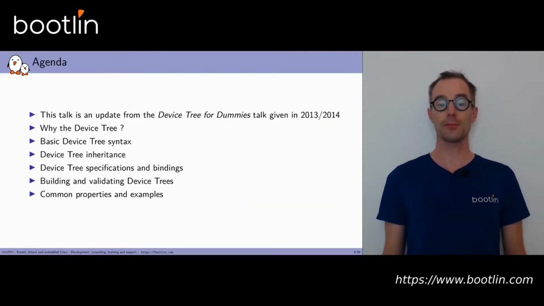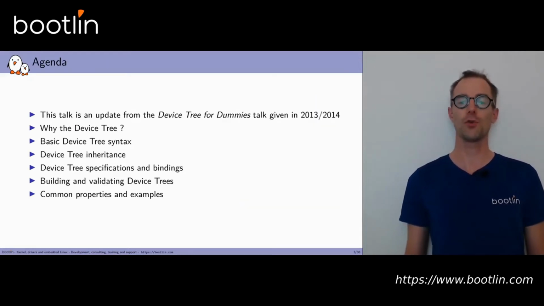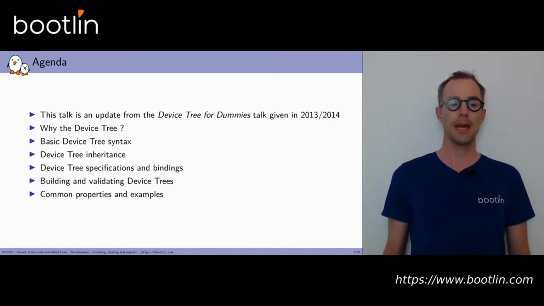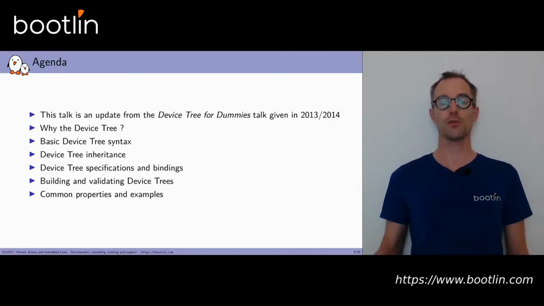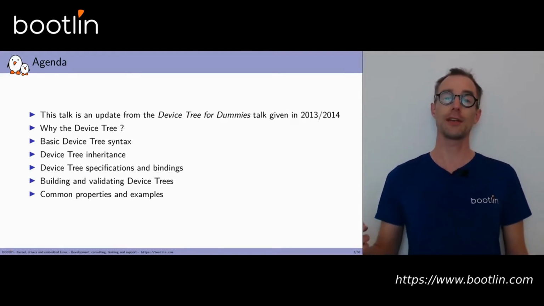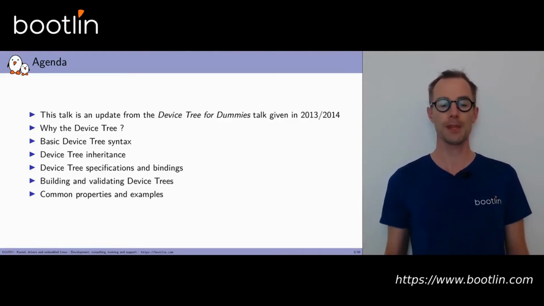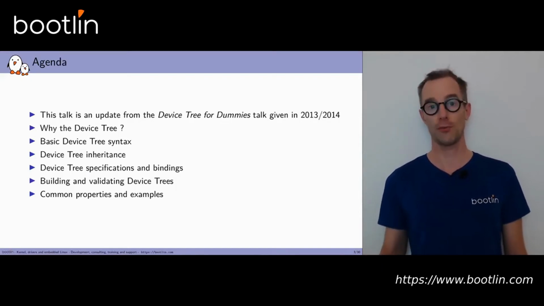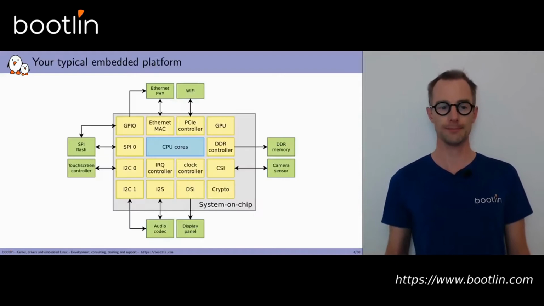So this talk is an update from a talk I did many years ago called Device Tree for Dummies back in 2013-2014. In this talk, we are going to discuss what the device tree is, why we have the device tree, what the basic syntax of the device tree is, the principle of inheritance that exists in the device tree, what the specification and the notion of device tree binding are, how we build and validate device trees, and most importantly, what the common properties are, with a number of examples about device trees.